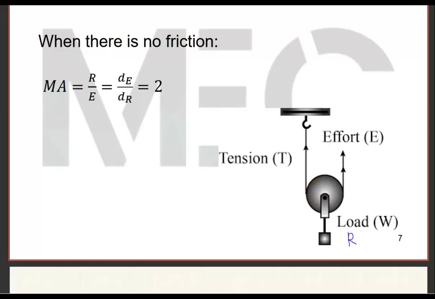This is one force. The tension in the string is called T or E. Here effort is the same thing. So here we have E, here we have E, and therefore 2 upward forces, 2E cancels 1R, and therefore R over E is 2, which says the mechanical advantage of a movable or moving pulley is 2.